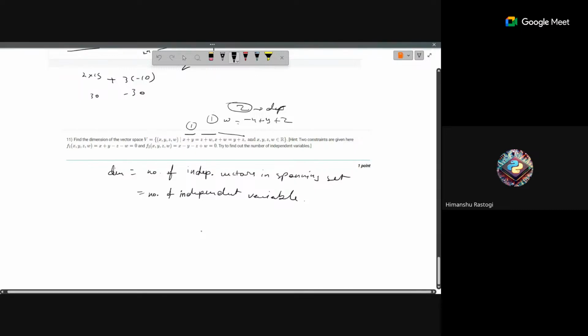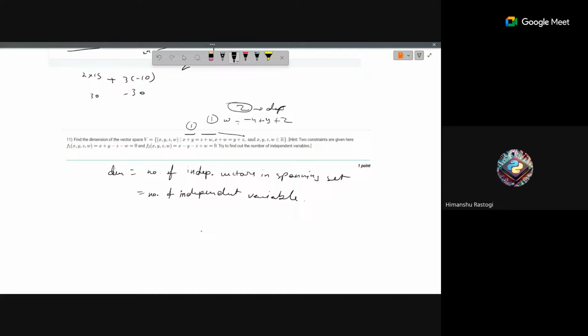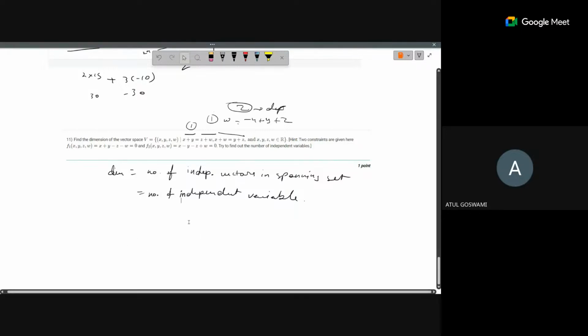Is there any terminology for the total number of variables in a vector? Like, if a vector is expressed in 3 points, then it is in R3, maybe? A vector is represented in 3 points. So this is the vector in R4. R4 means that there would be four variables.